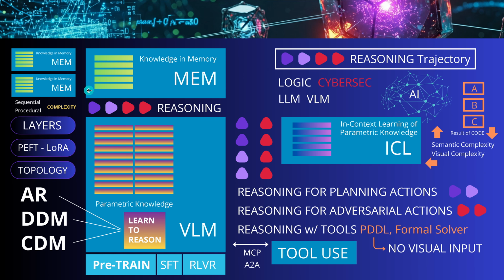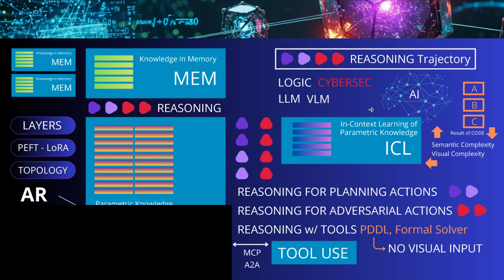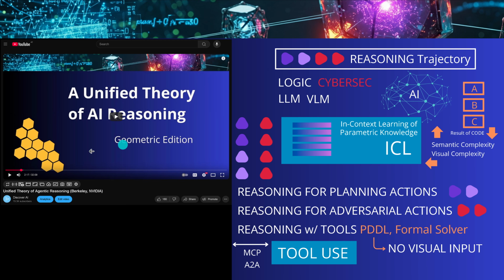Talking about complexity, I personally use the multiple memory modules. If I encounter a sequential complexity in my task, if I encounter more or less a procedural complexity to solve, I go here for adding layers to the model. If you want to read more about this, I have a particular video on a unified theory of agentic reasoning that is based on the latest research publication by UC Berkeley and NVIDIA. And here we talk about a geometric addition on the mathematical solutions. We do not stay just in the pure mathematical space, but with the help of geometry, we can go so much further.